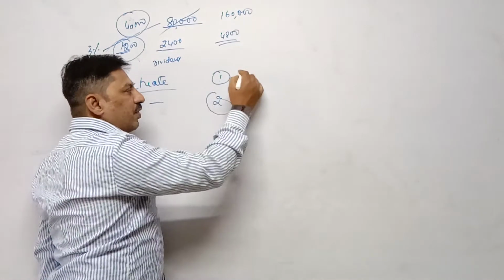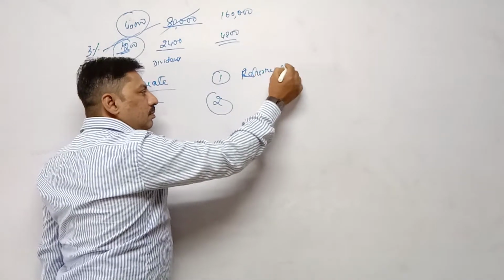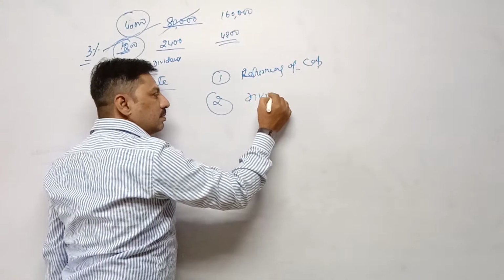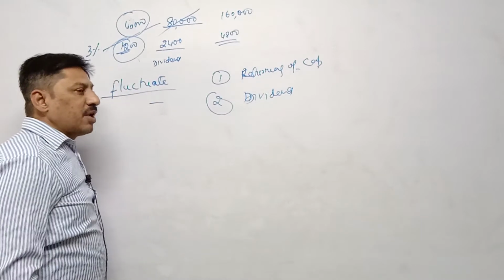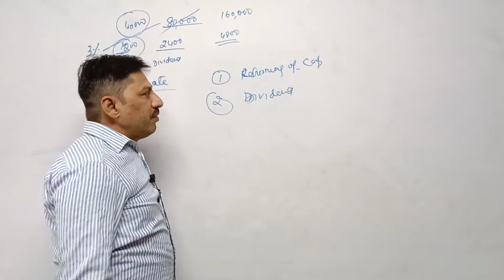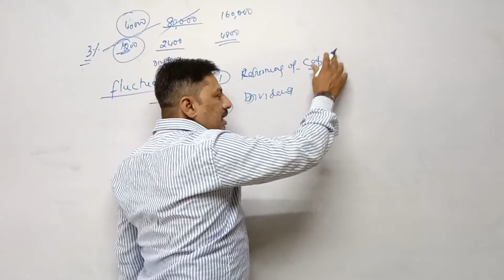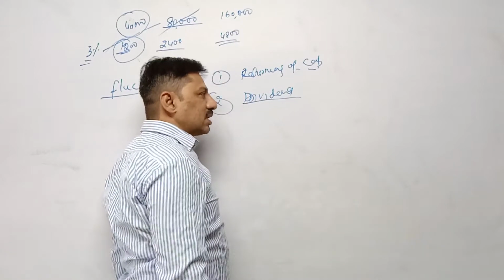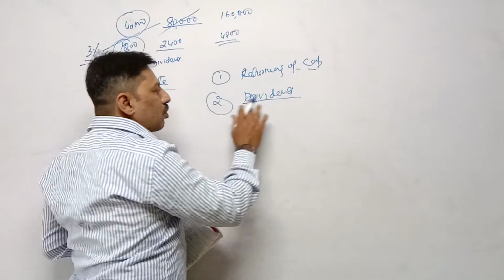First one is returning of capital, and second one is dividend. Now on this basis we are defining equity share. Equity shares are those shares in which the amount of capital is returned in the last and dividend is not fixed, it fluctuates. Such types of shares are called equity shares.